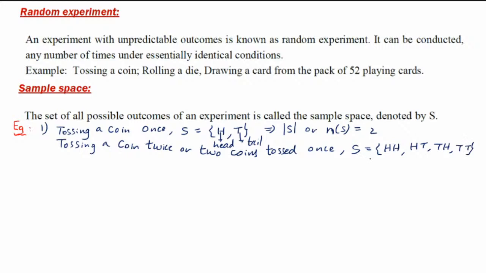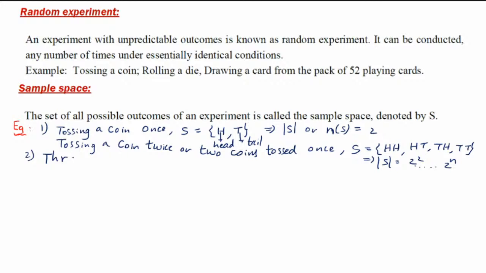So total outcomes, mod S, is equal to 2 square. If I play n times, that is tossing a coin n times, mod S is 2 to the power n. If I toss 10 times, writing all the outcomes takes minimum 1 hour. So the better standard result is 2 power n, where n is the number of times a coin is tossed or n coins tossed once.